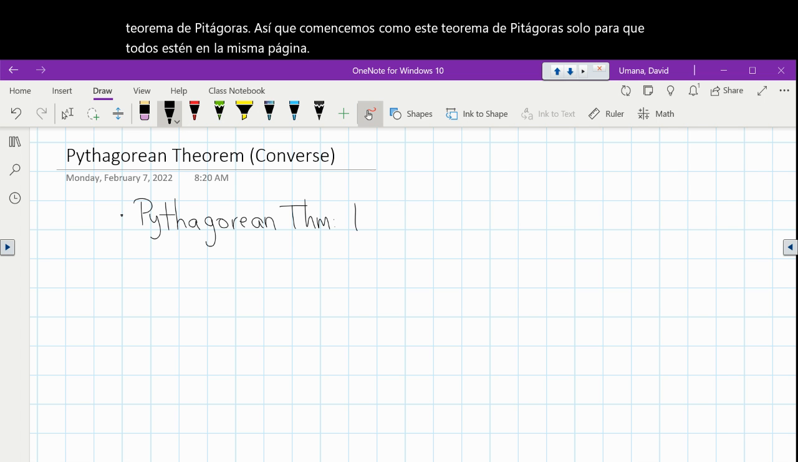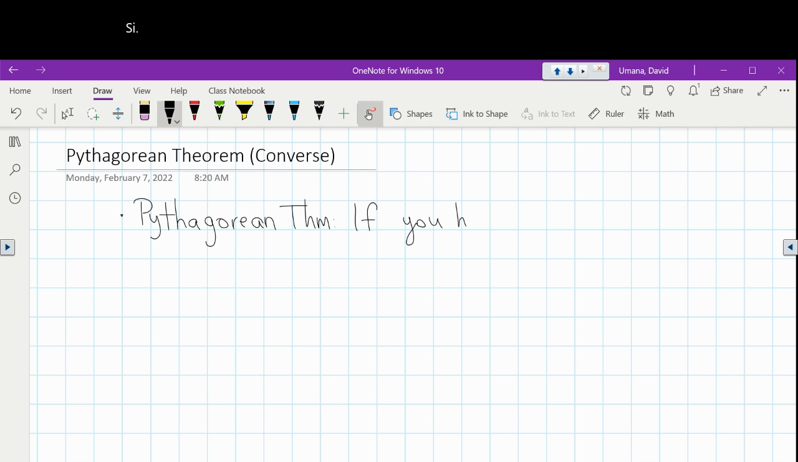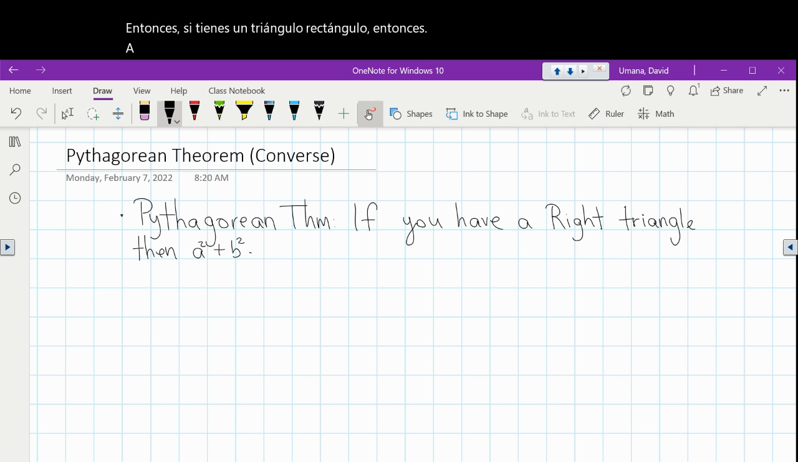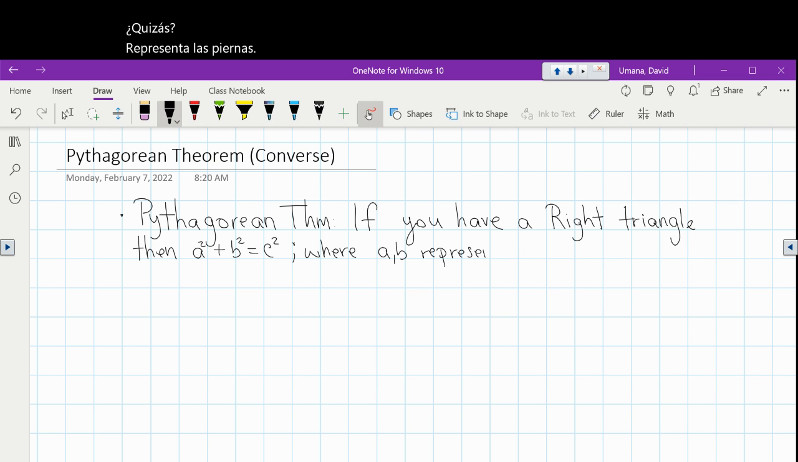Basically says this. If you have a right triangle, then a squared plus b squared is equal to c squared, where a, b represent the legs, and c is the hypotenuse.